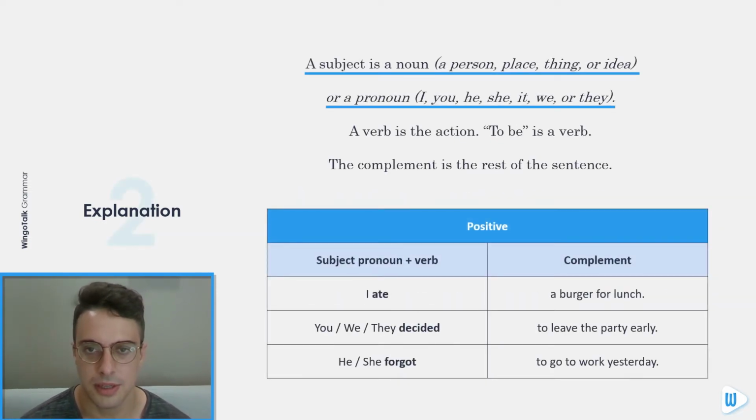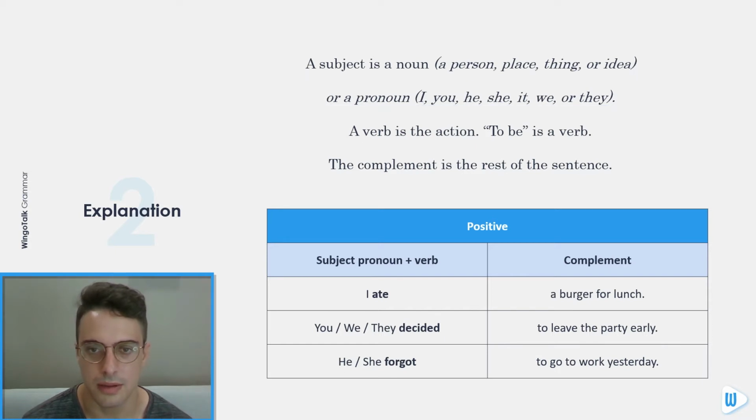A subject is a noun, a person, place, thing, or idea, or a pronoun: I, you, he, she, it, we, or they. A verb is the action. To be is a verb. The complement is the rest of the sentence.